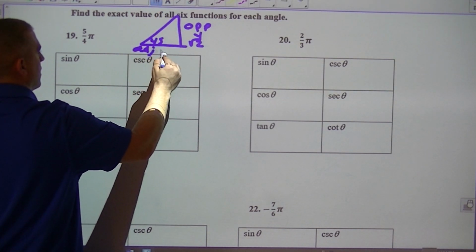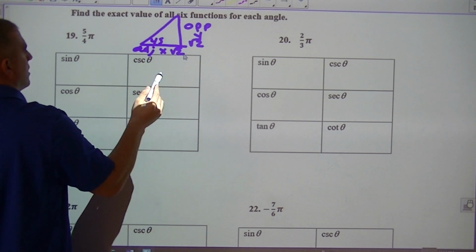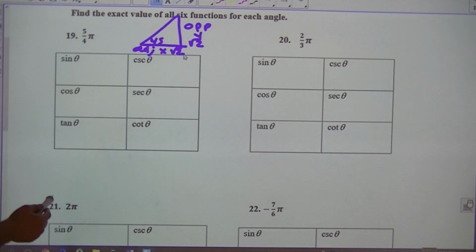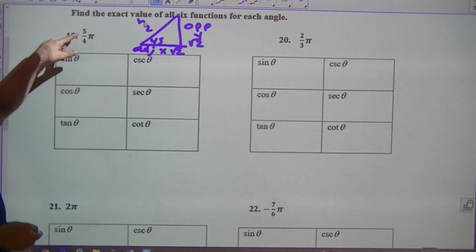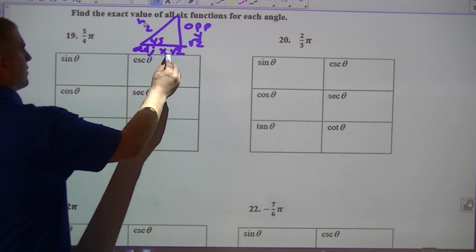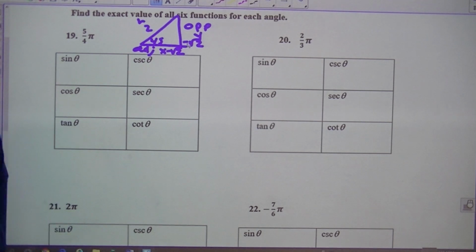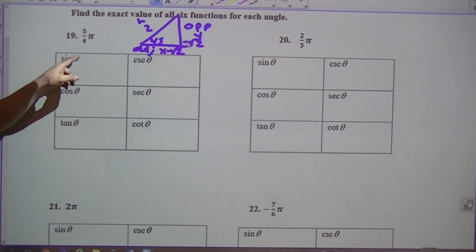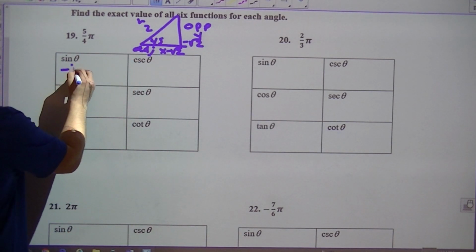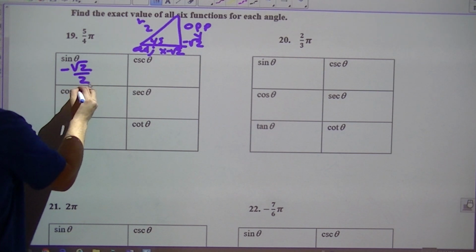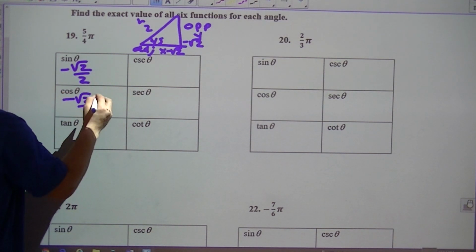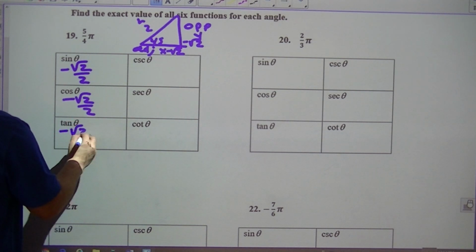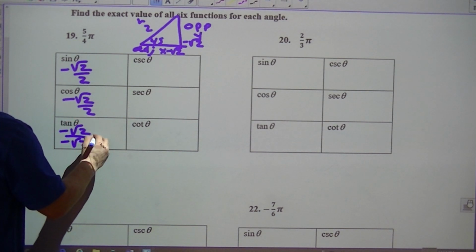Adjacent x will be square root of 2. This would be 2, hypotenuse. Now, since it's greater than 1 and 1 away, these would both be negative. So sine, opposite over hypotenuse, is square root of 2 over 2. Cosine is also negative square root of 2 over 2. Tangent is negative square root of 2 over negative square root of 2, and we have to know that that turns into 1.